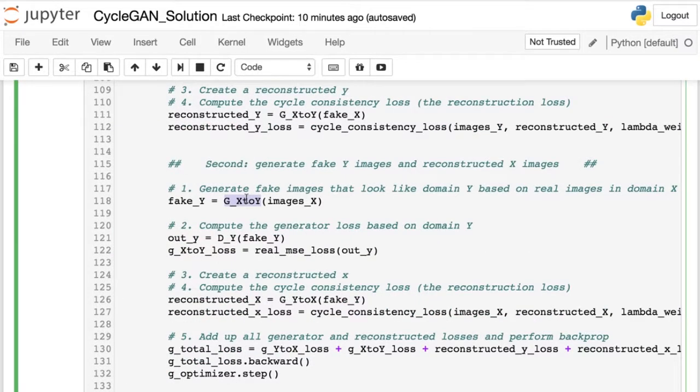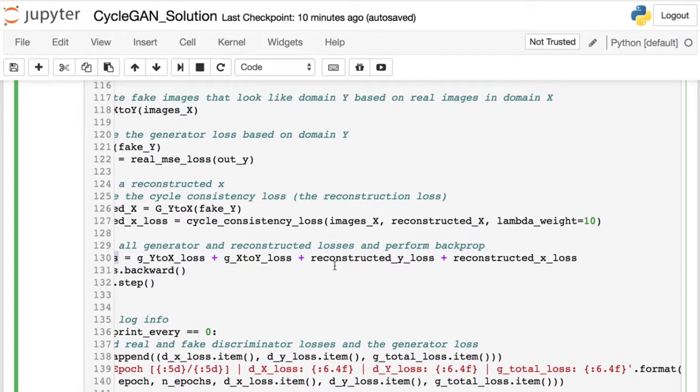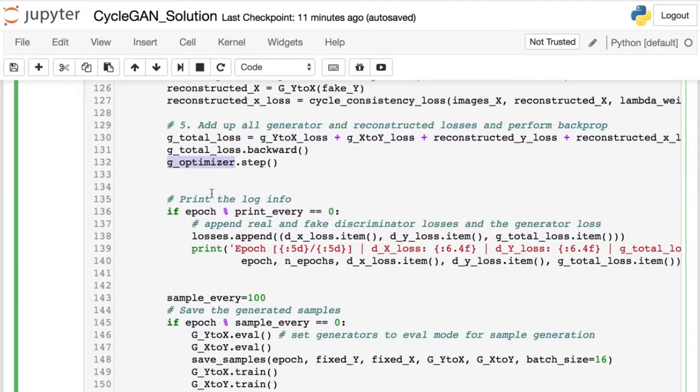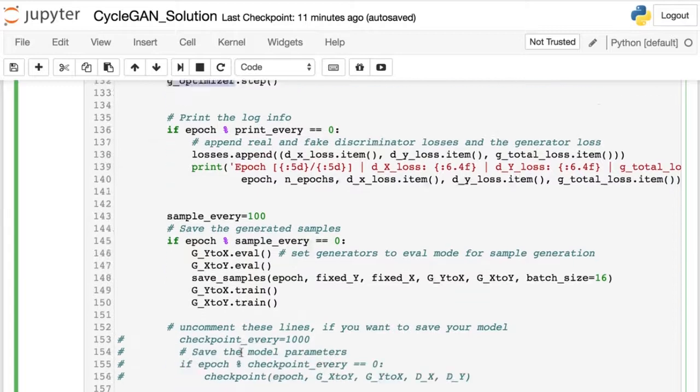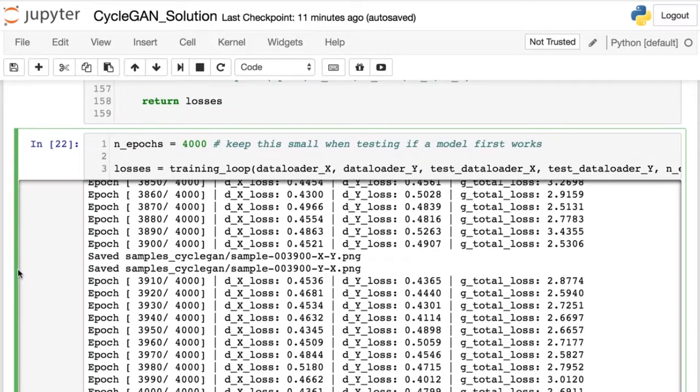Then I'm doing the same steps only with g x to y's adversarial loss and reconstructed x images. At the end of all this work, I'm adding up the adversarial and reconstructed losses that I calculated to get my g total loss. Then I'm performing backpropagation and optimization using my g optimizer. And then I just have the provided print statements and sample generation code here. Now again, I trained for a really long time, for 4,000 epochs, and I don't expect you to do the same thing, but I do want you to check out the loss patterns I saw.